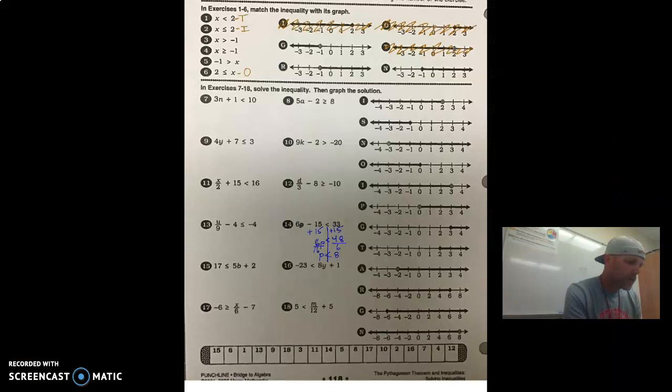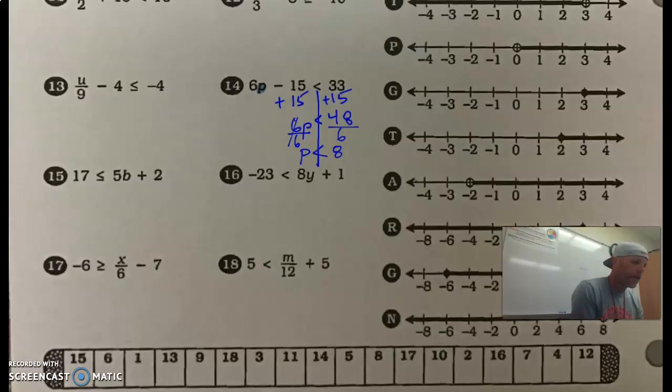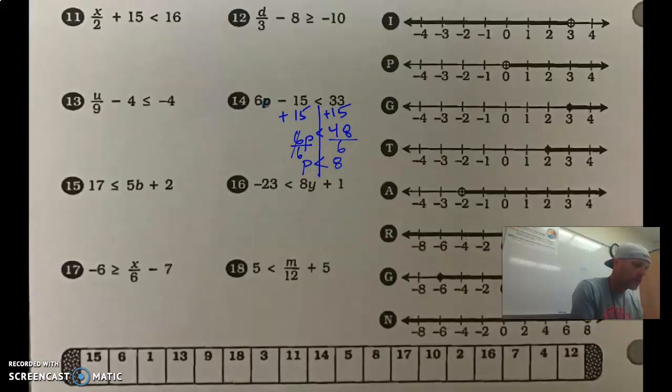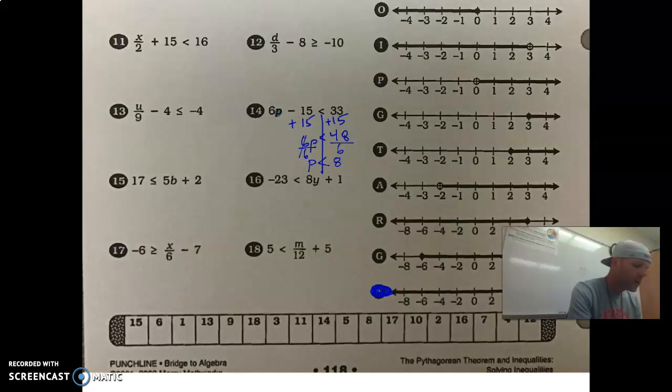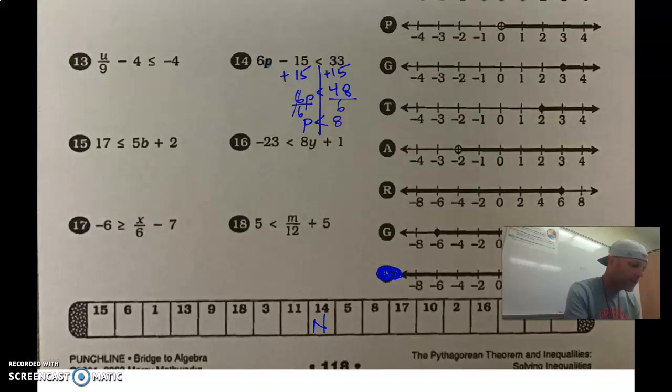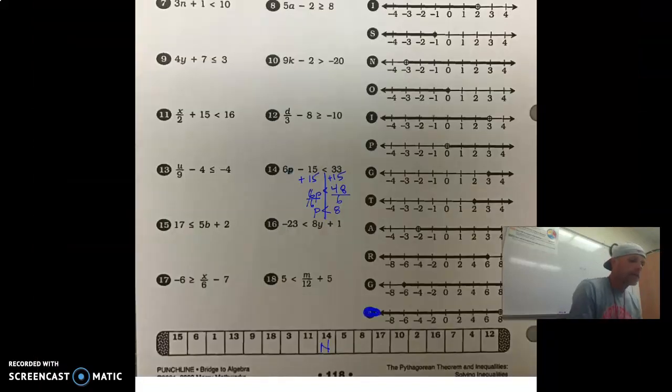So we need to find one that is on 8 that has an open circle, because it's not equal. And looky there, letter N. So what am I supposed to do? There's some sort of a riddle. That's letter N. So number 14 is letter N. So everywhere on the bottom there's a 14, I'm going to put an N. There's only one. Maybe I'll also put the letter N right there. So I know that number 14 was that.